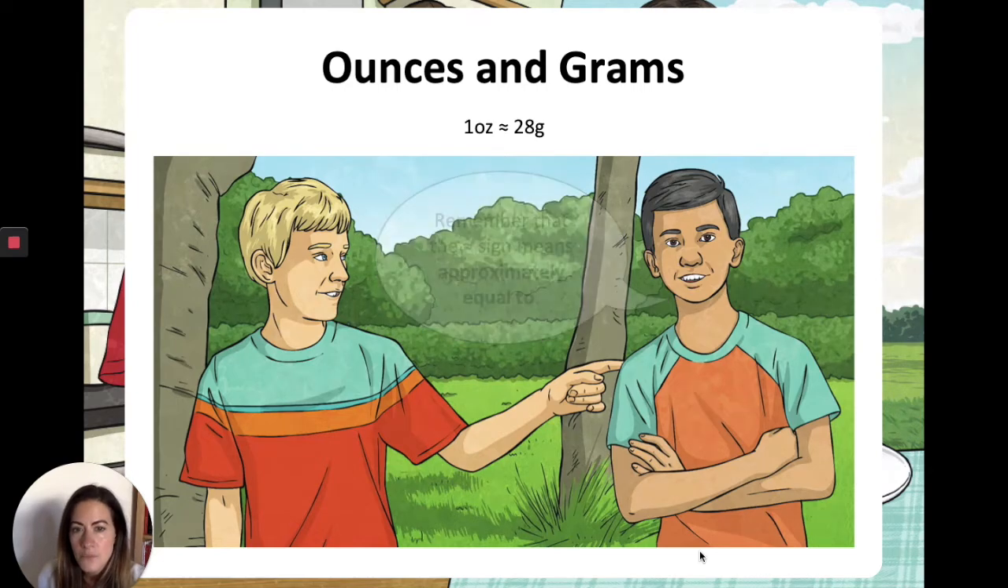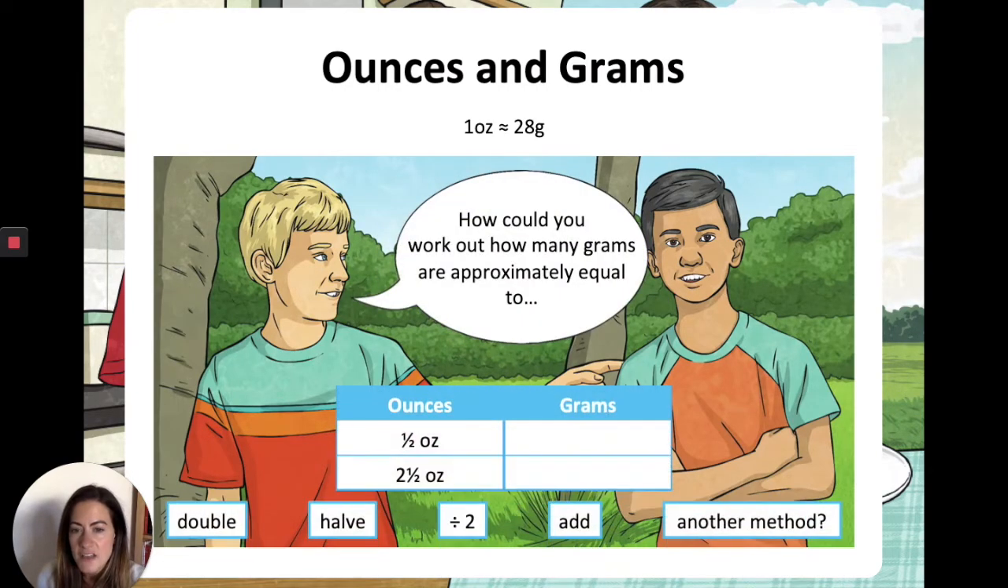Let's think about that in terms of half ounces. So exactly the same thing. Here I have some strategy. So if I've got 1 ounce is 28 grams, how can I find out half an ounce? What do you think? I think I could halve it or divide it by 2. I know that half is half of 1, so half of 28 will give me 14.